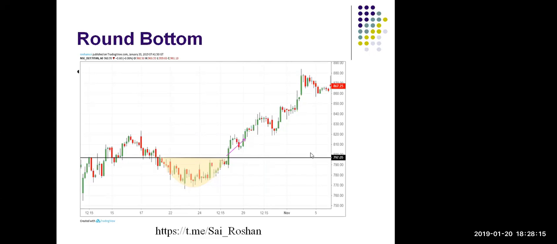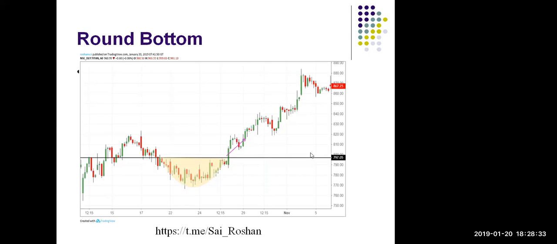would be the depth of the cup. I mean, the width of the... not width, I'm sorry, depth of the cup. So depth of the cup here, roughly, the cup low is at 770 maybe, and the cup high is at 797. So you expect to get at least 25 to 30 points once it breaks above this cup.